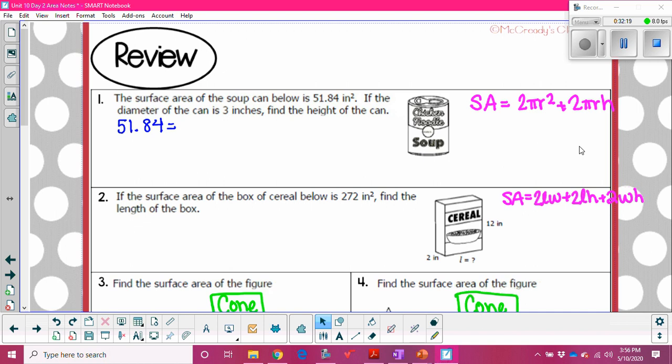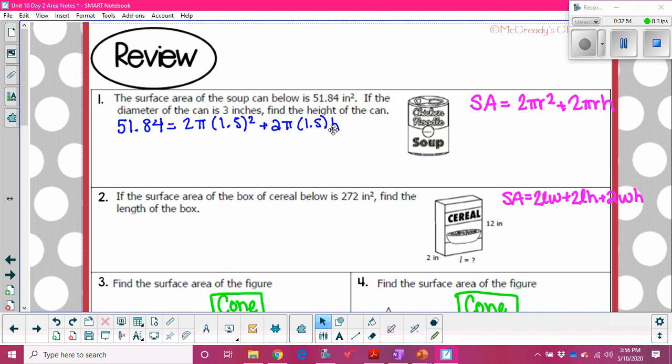All right, so we have 2 pi times, let's see, the diameter is 3 inches, so the radius is 1.5 squared plus 2 pi times 1.5, and we're looking for h. Okay, we're going to leave pi alone right now, and we're just going to leave it as pi for a couple of steps, and then let's see what we do. We're going to evaluate this first part and leave it as pi. We'll multiply 2 times 0.5, and that will be 3 pi h.